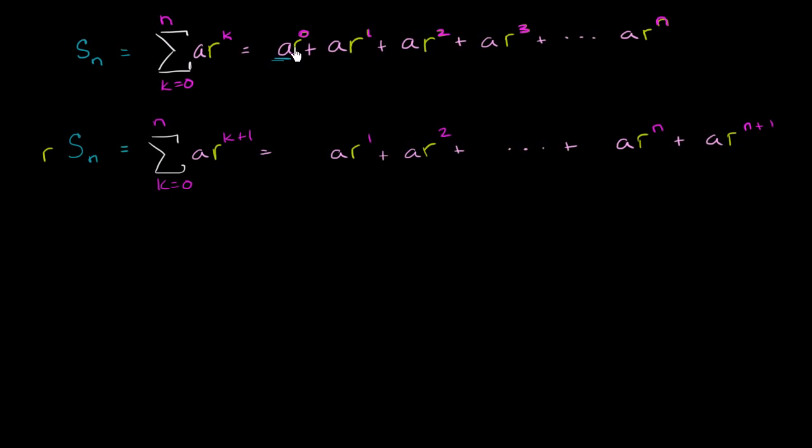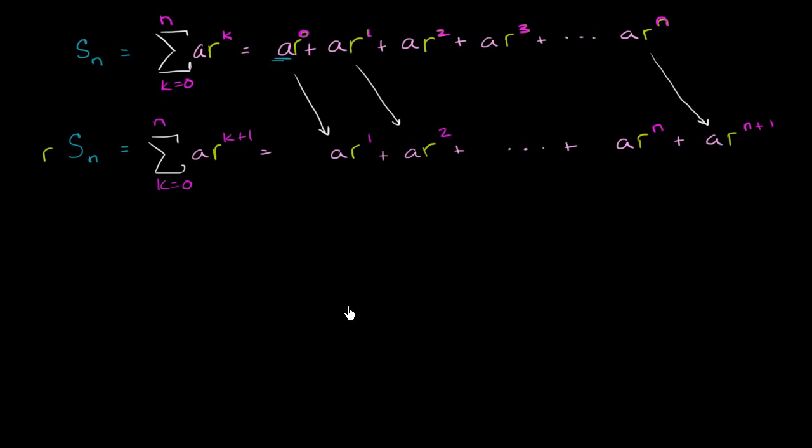So notice I just took each of these terms and multiplied them by r. You see that right over here. Multiply by r, get that term. Multiply by r, get that term. And then I don't show the other ones multiplied by r, but all the way to multiply this one by r, and you get this term right over here.